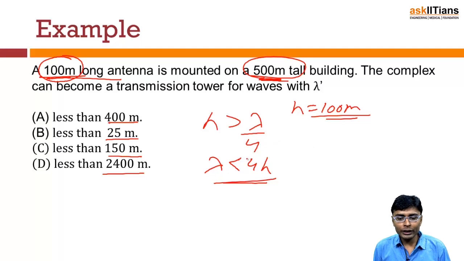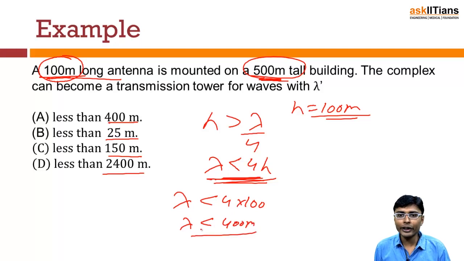For that we know that the wavelength should be less than 4 times the antenna height. That means the wavelength should be less than 4 into 100 meter, that is, less than 400 meter. If the wavelength is less than or equal to 400 meter, only then can we send our signal through this antenna of height 100 meter, otherwise we won't. Therefore the wavelength should be less than 400 meter, so A is the correct answer.